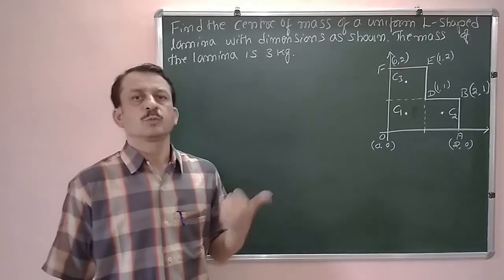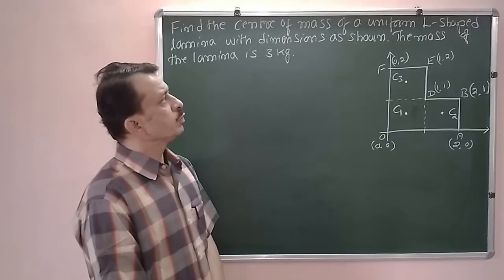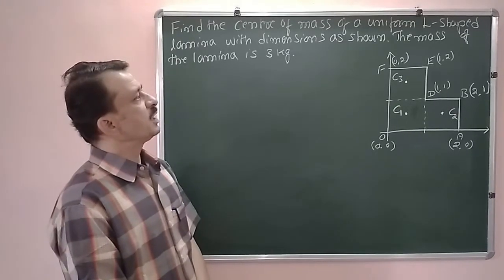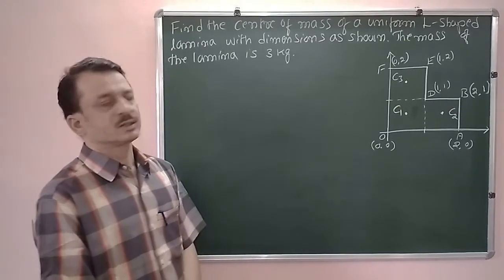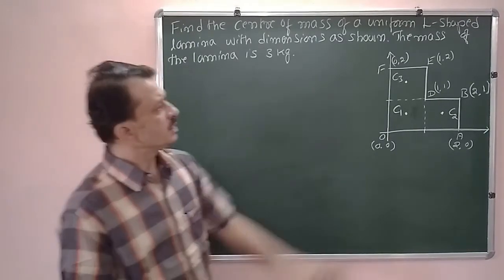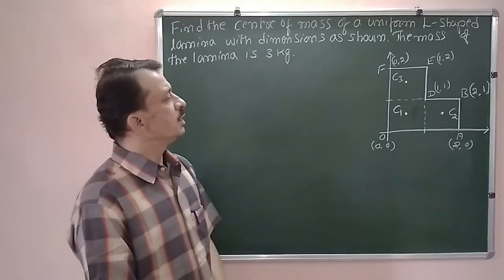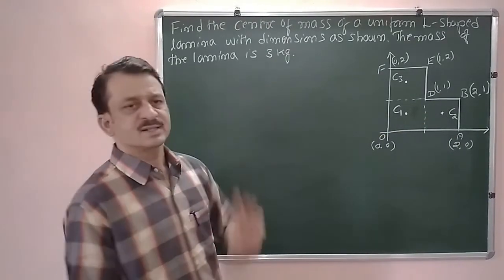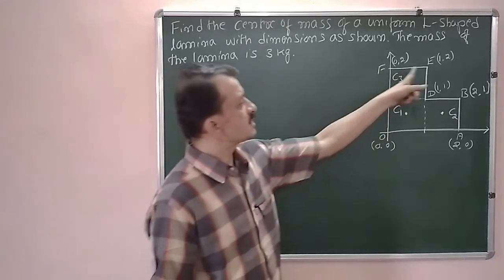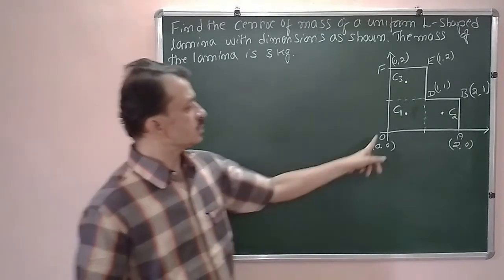Now we will solve one more problem. Find the center of mass of the uniform L-shaped lamina with dimensions as shown in the figure. The mass of the lamina is 3 kg. Here they have given an L-shaped lamina. Its mass is 3 kg and it is uniformly distributed. Now I am dividing this lamina into 3 squares. Now the first one is this square.